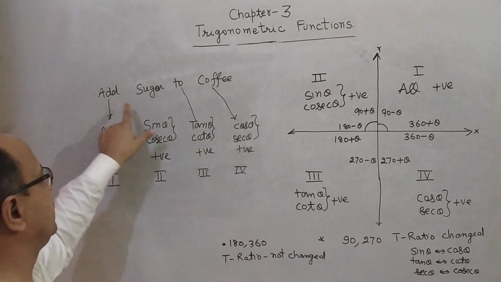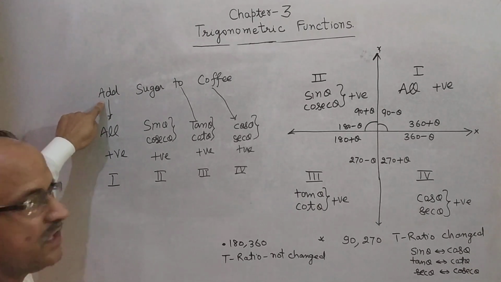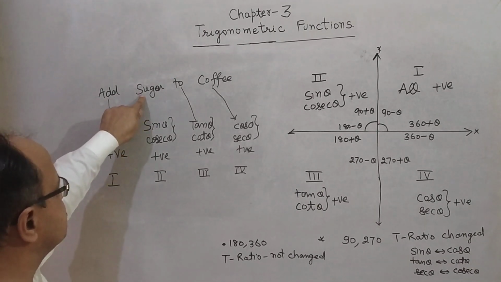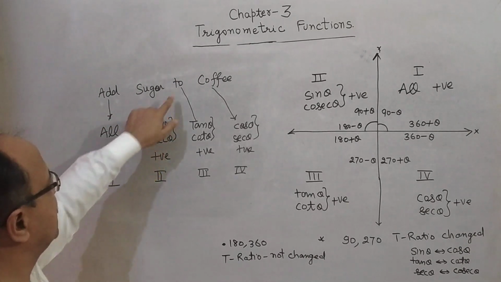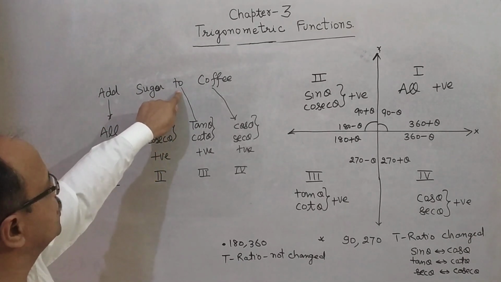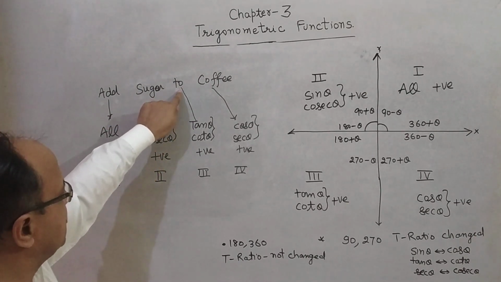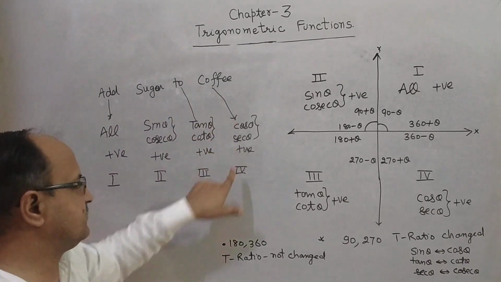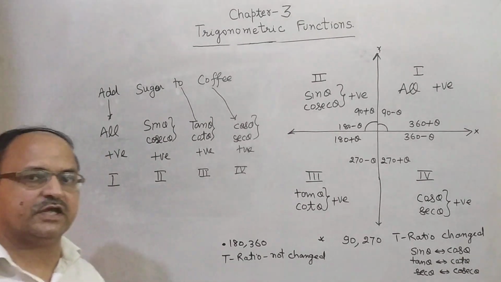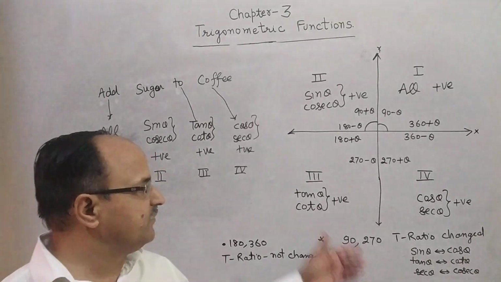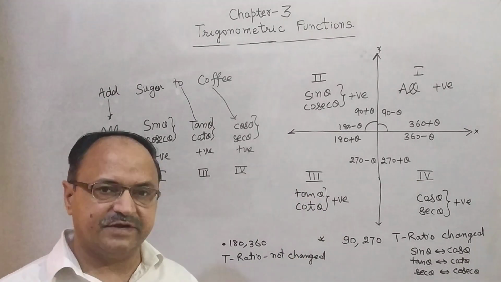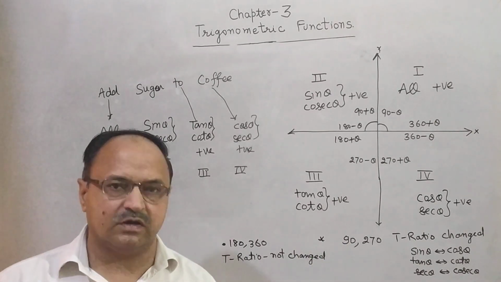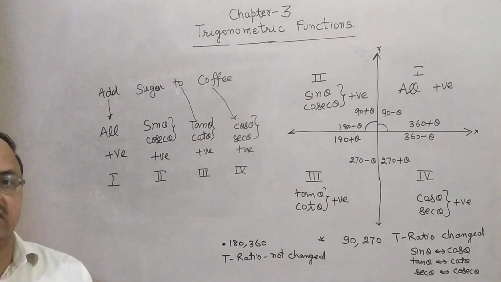Add sugar to coffee. Add starts from A, all T ratios positive. Sugar starts from S, sine and cosec positive. To starts from T, so tan and cot positive, others negative, and cos and sec positive. Clear? Thank you. Your homework is to revise all these concepts, understand all these and learn these formulas. Correct? Thank you.